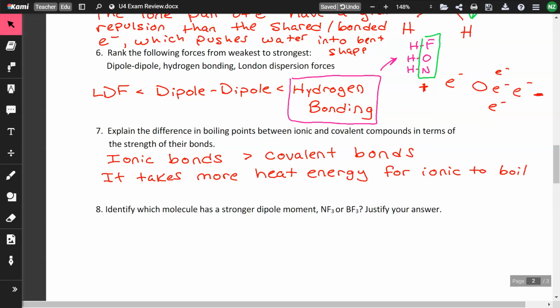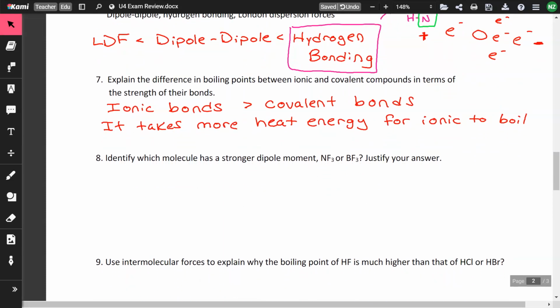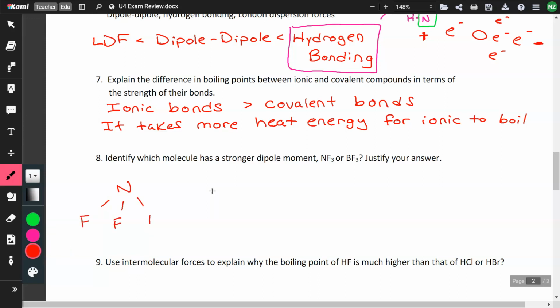So, moving on. Identify which molecule has a stronger dipole moment, NF3 or BF3. So that's nitrogen trifluoride, or boron trifluoride. Justify your answer. All right, let's start by drawing our Lewis structures for both. So I think we did the nitrogen trifluoride already. Okay, and then we have boron trifluoride.